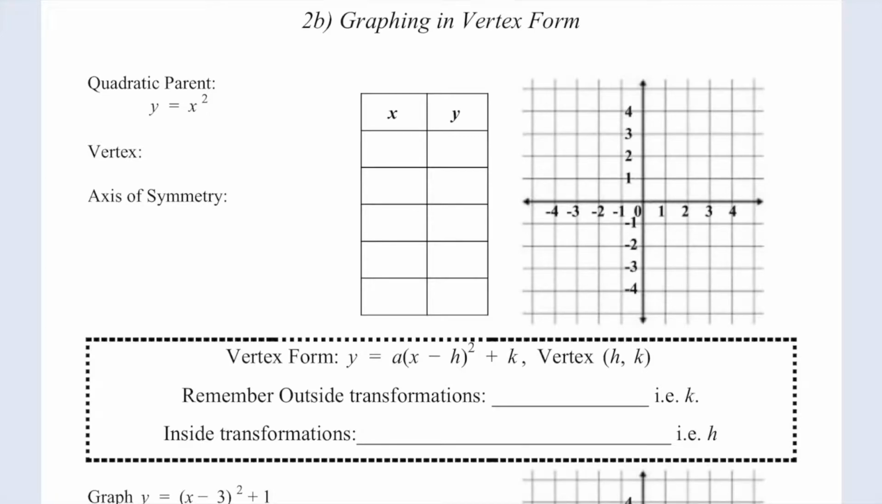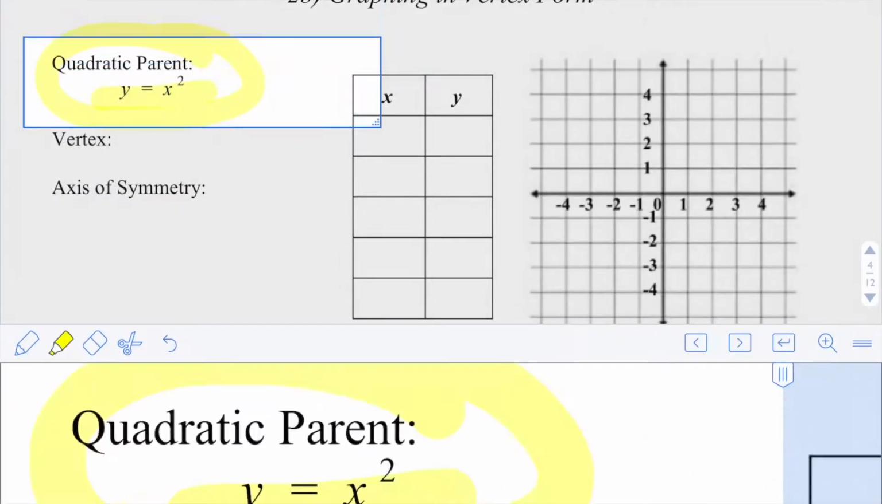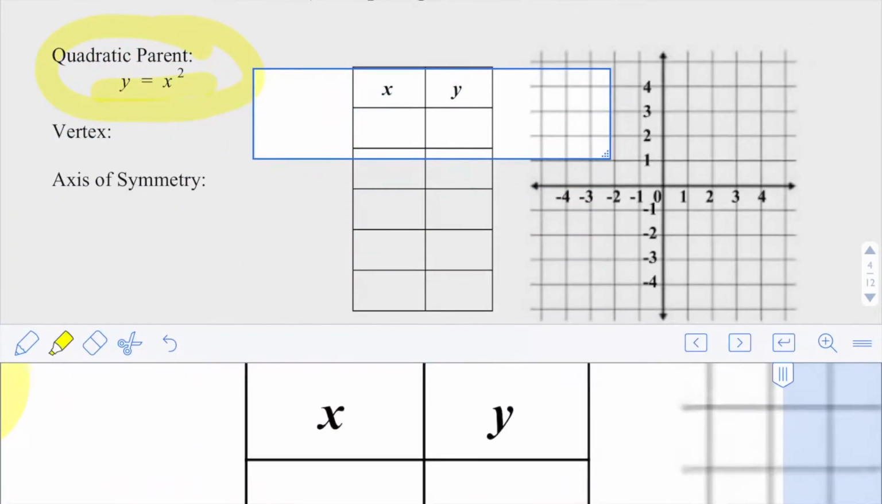We're going to start working on graphing quadratics when it's in vertex form. Like any other function that we've dealt with, there is a parent function of a quadratic, and this is the quadratic's parent function right here, and it's just y equals x squared. Then we will manipulate that as we move forward. So let's plug in some values here.